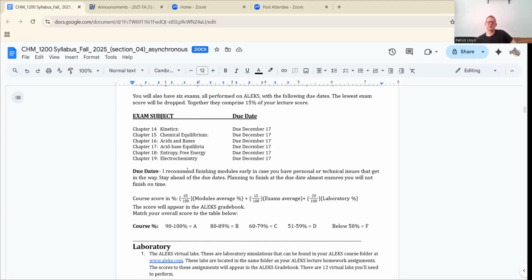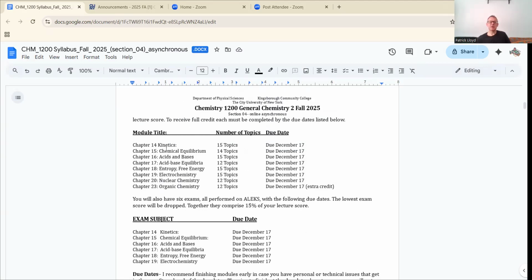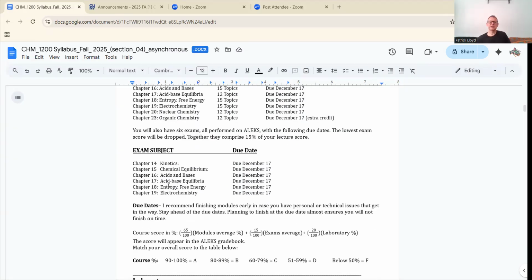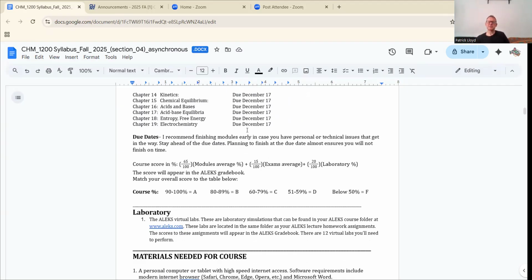And again, there's one for each of the chapters 14 through 19. You may notice there's not one for 20 or 23. So once you finish chapter 19, that's the last exam. You're not going to have an exam for 20, and you're not going to have an exam for 23. Of course, 23 is extra credit anyways. Okay, so 6 exams. Again, they're all due December 17th.